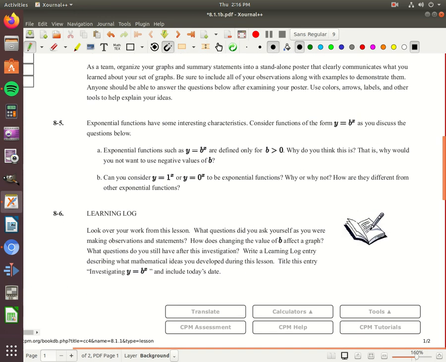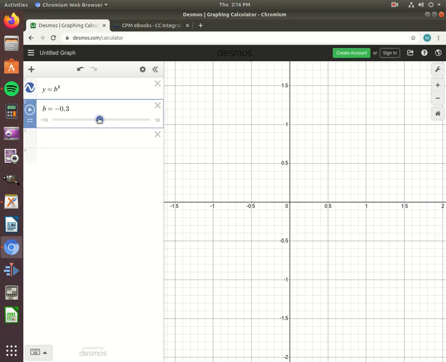8.5, exponential functions have some interesting characteristics. Consider functions of the form y equals b to the x as you discuss the equations below. Exponential functions such as y equals b to the x are defined for only b greater than 0. Why do you think this is? Well, again, when we had b equals exactly 0, we just got that weird half line, and when it was negative, it disappeared completely. So that would be why we would want to limit it so that b is positive. That way we can either get a downhill curve or an uphill curve.